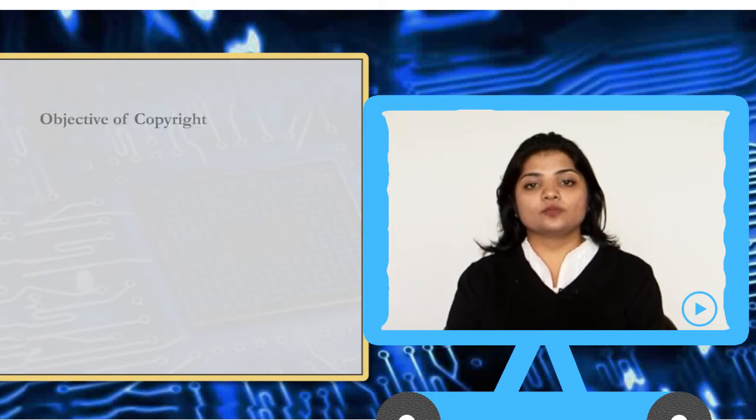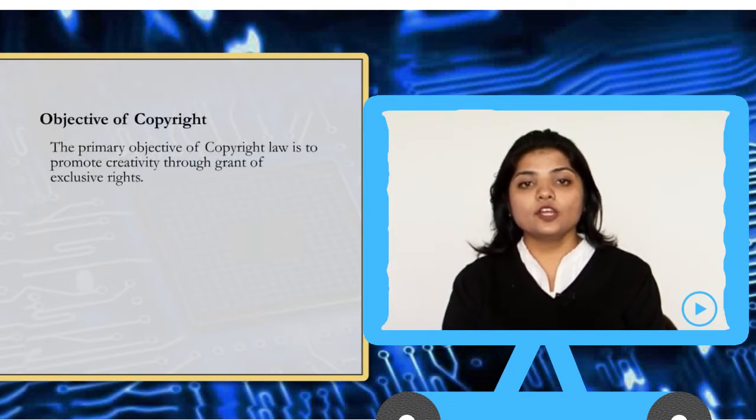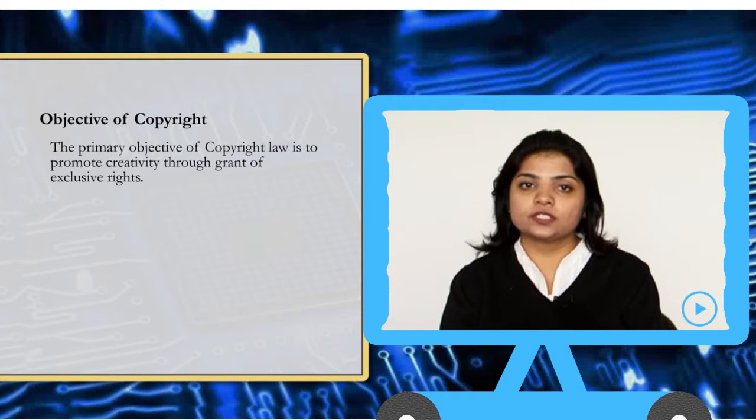Copyright mainly protects the creative works of authors such as writers, artists, photographers, film producers, etc. Now, looking into the objective of copyright, the primary objective of the copyright law is to promote creativity through a grant of an exclusive right. So, this right, that is the copyright, is an exclusive right that a person, the author or the owner of the copyright, gets over his or her own work.